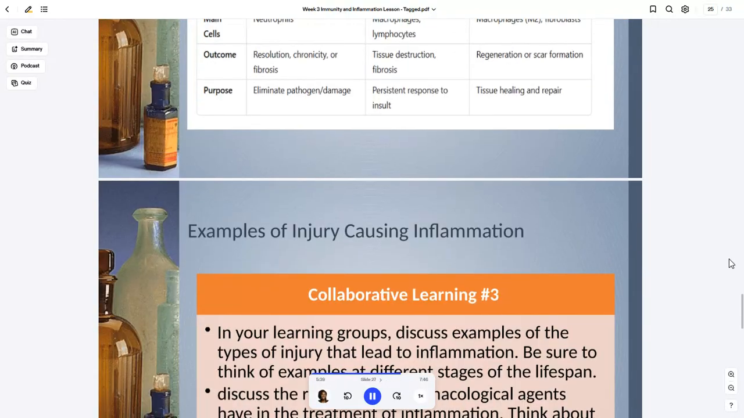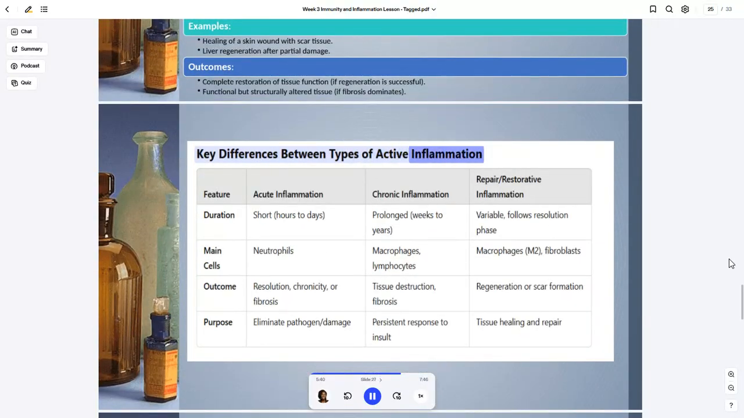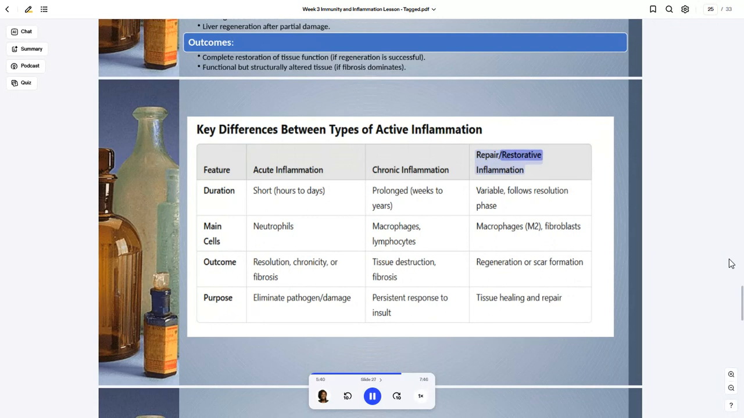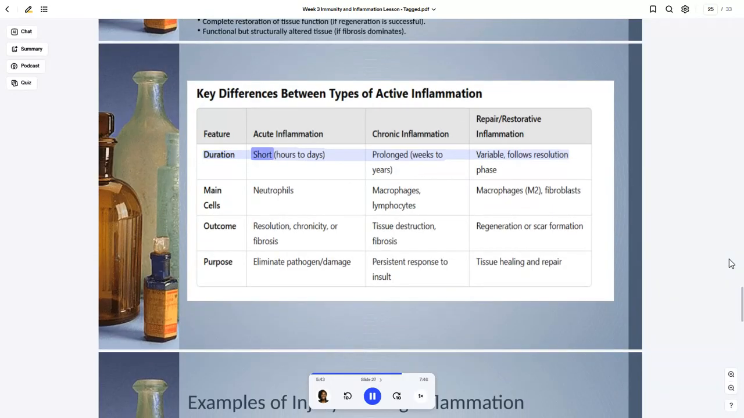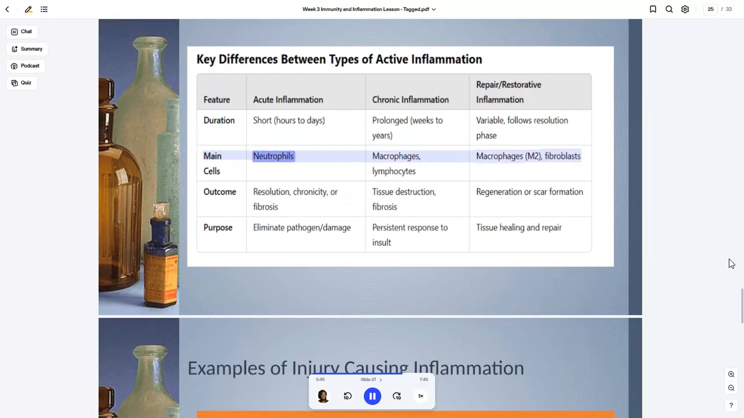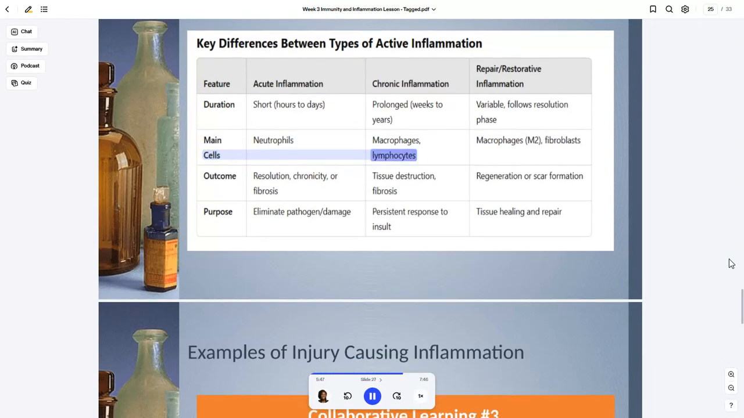Key differences between types of inflammation. Repair, restorative inflammation. Feature: acute inflammation, chronic inflammation. Duration: short, hours to days; prolonged, weeks to years; variable, follows resolution. Main cells: neutrophils; macrophages, M2, fibroblasts; lymphocytes.